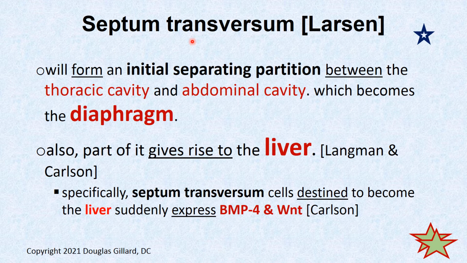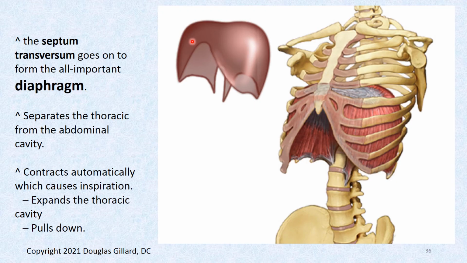The other thing about that is it gives rise to the liver. So the whole liver forms by certain genes getting turned on in a certain region of the septum transversum, and that gives rise to the liver. Specifically, the cells that become the liver start expressing BMP4 and Wnt, which are the genes involved with that.